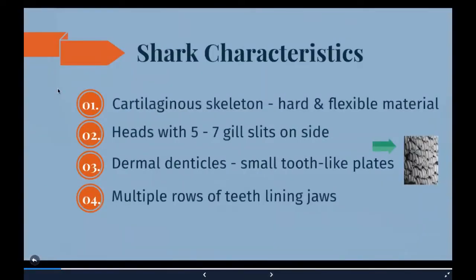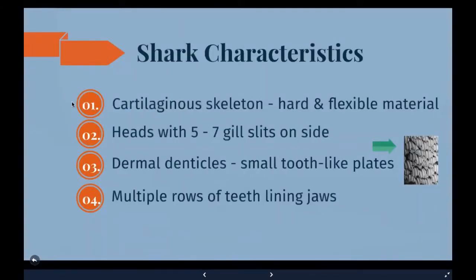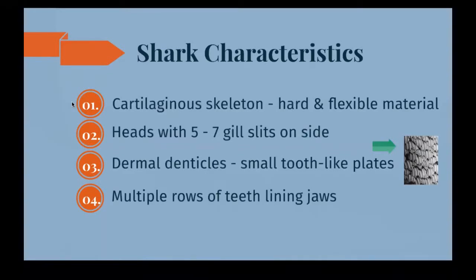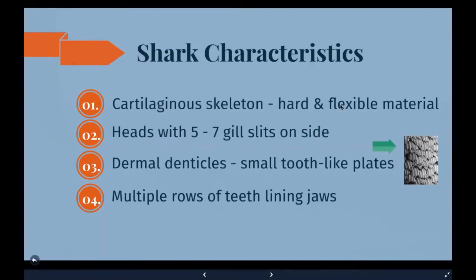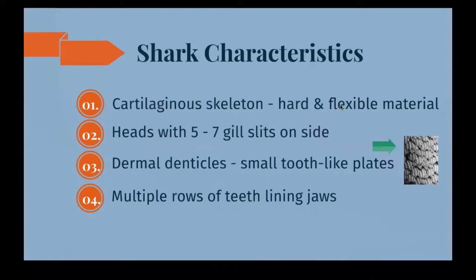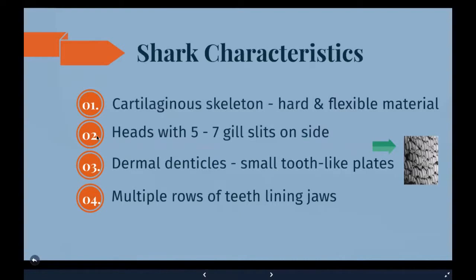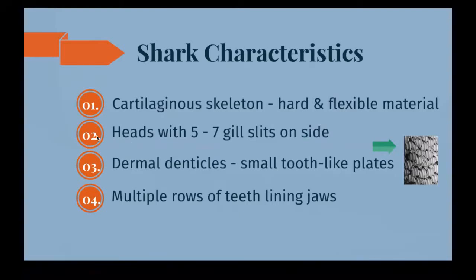So let's talk about shark characteristics. So they have cartilaginous skeletons, which are hard and flexible. Go ahead and touch your nose and give it a little gentle wiggle back and forth, like the bridge of your nose, maybe slightly near the tip. And you'll notice that it's flexible. You've probably noticed that before, but that's cartilage. So that's an example of similar what sharks have. Shark skeletons are made of that same material.